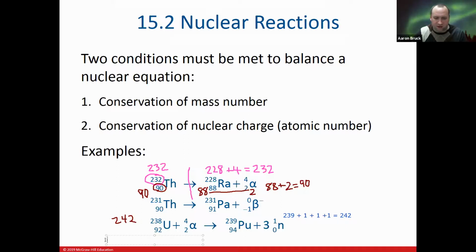From a charge perspective, 92 plus 2 is equal to 94 on the reactant side. 94 plus 0 is equal to 94 on the product side. I've got an evenness on both sides as well. So this is an example of a more complicated nuclear reaction, but we apply the same kinds of principles to it as well.